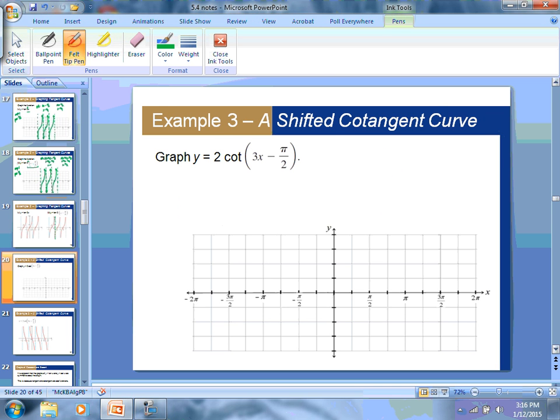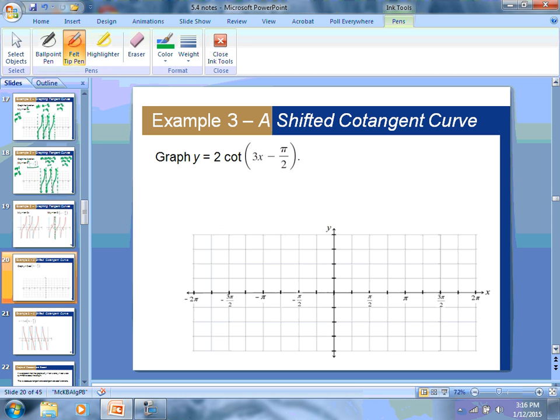All right, last one then is a cotangent. We're going to do the same stuff. We're going to see if there's an amplitude, period. We'll do our vertical asymptotes. And then when we draw it now, instead of drawing the curve going from the negatives to the positives as we go from left to right, these curves are going to go from the positives to the negatives as we go from left to right. So you basically just flip the tangent curve upside down.